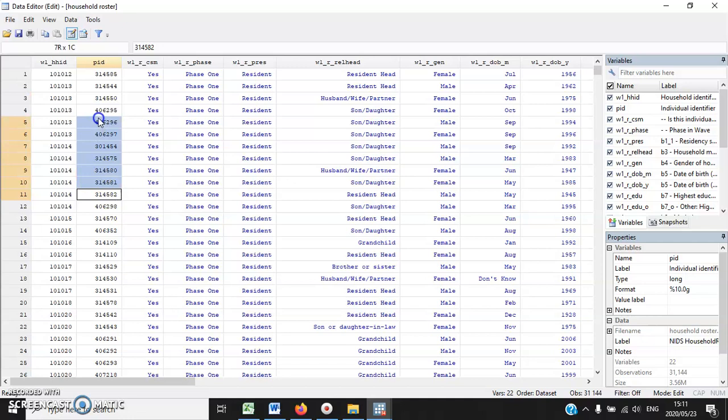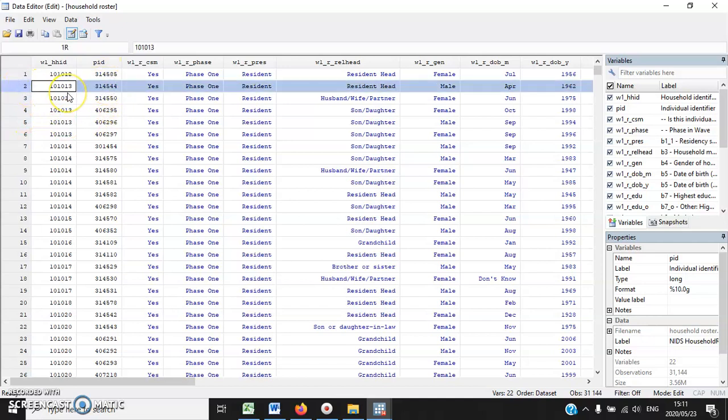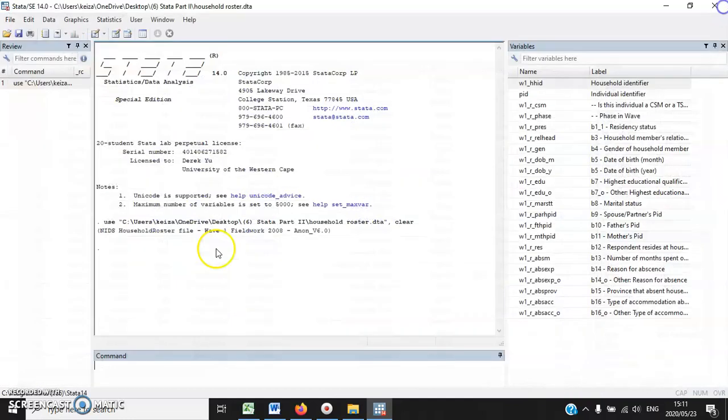Every single participant is given a unique person ID. So for example, the first person in this household number 101013, this is his unique person number. Okay, only he is assigned this unique person number 314544, and no one else would be given this unique person number. So please keep that in mind. Okay, so this is the household roster file.